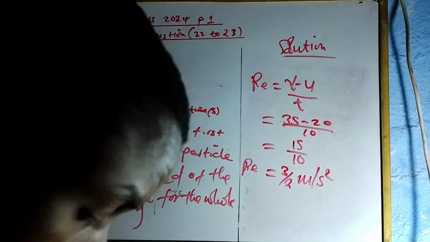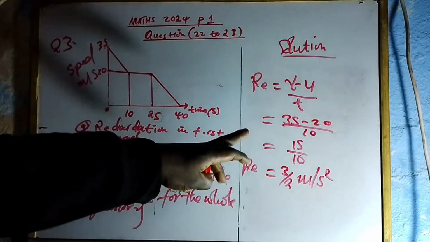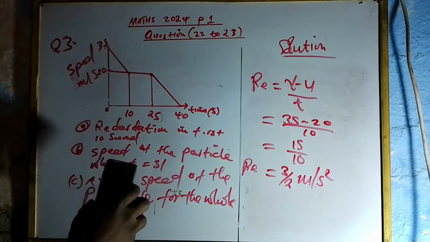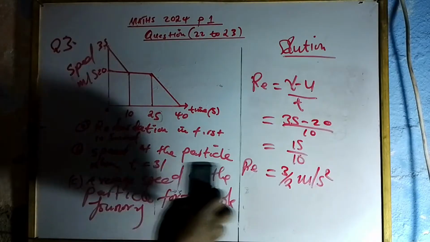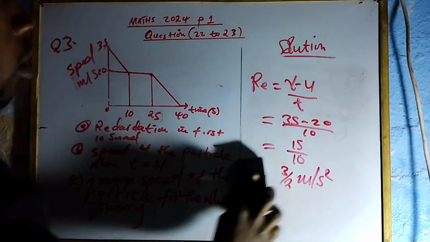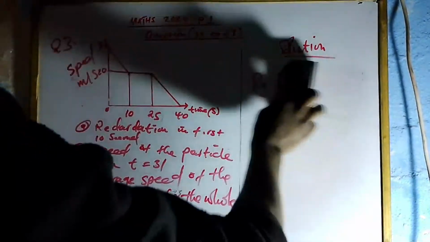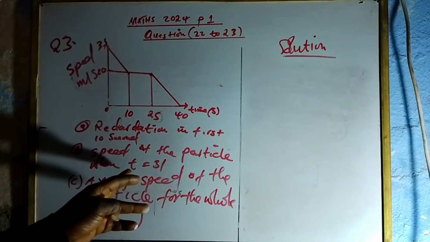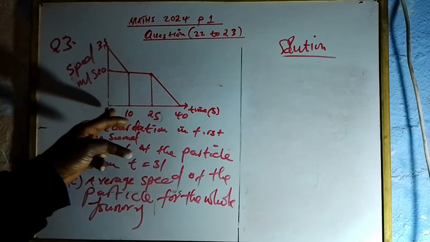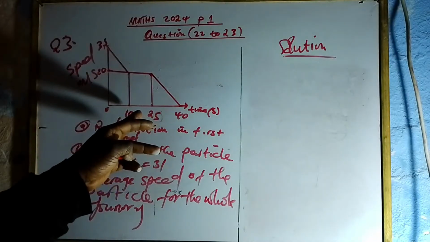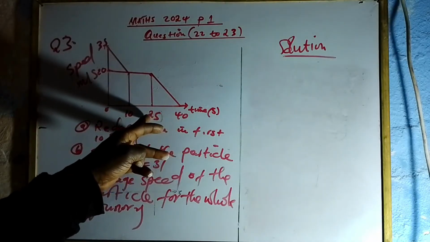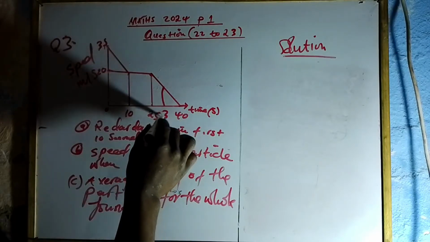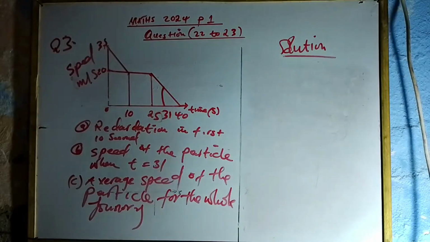So now let's move to another question. For one retardation, we are done. So let's find the speed of the particle when t is equal to 31. Over here, when time is equal to 31, if you look at this graph, you don't have 31. So 31 lies between 25 and 40. So you can draw here.